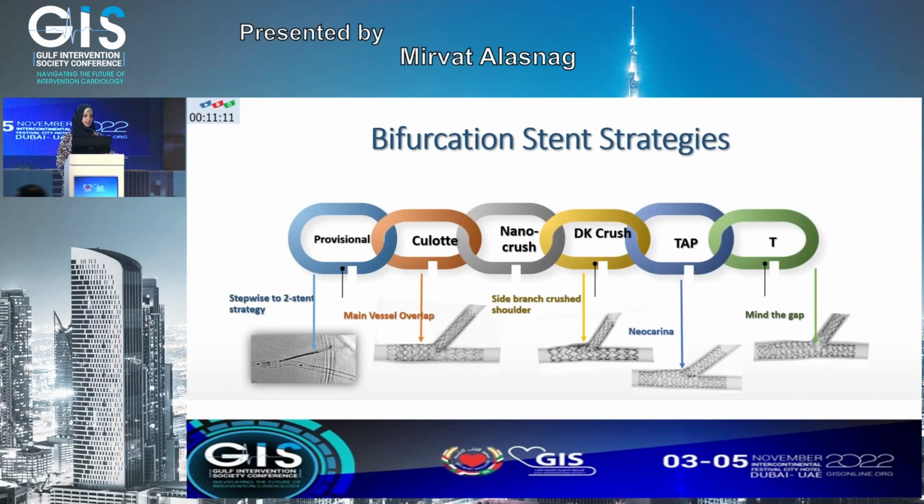And the bifurcation strategies are numerous. You go from T and TAP to DK crush to now nano crush to Culotte and provisional stepwise. So how do you choose? You also have to understand the caveats and limitations of each. With TAP, the neocarina is an issue. With nano crush, looking at the shoulder, you want to be sure you've adequately crushed it. With Culotte, you want to make sure you have adequate main vessel overlap.